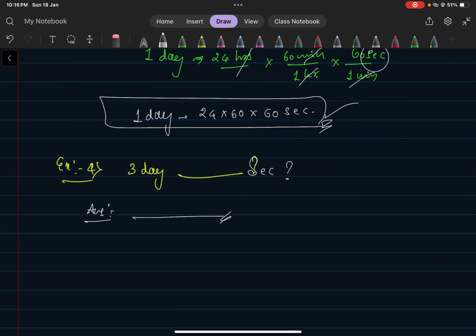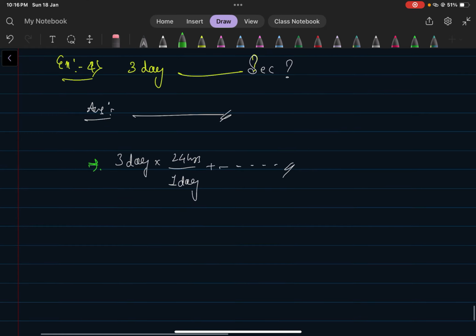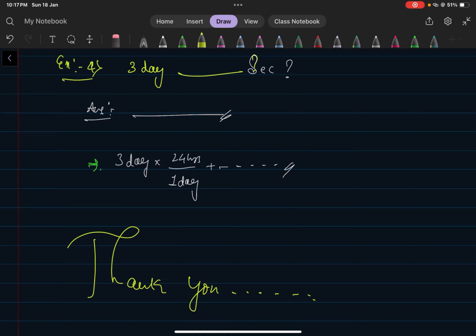Same thing: 3 days means we have to take 3 days into 1 day, which has how many hours? 24 hours. Like this we have to solve. I hope you will solve the remaining ones. Just take it as homework, and please don't neglect any topic from dimensional analysis, because these are the basic things that will be helpful in solving numerical questions. So thank you one and all. Please practice more.